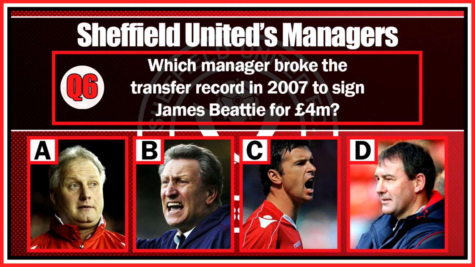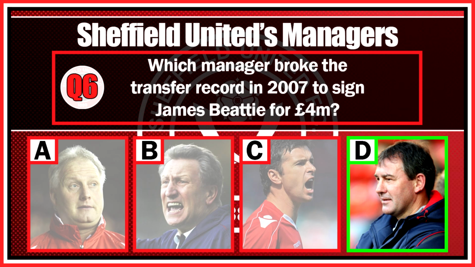In question 6, I asked you, which manager broke the transfer record in 2007 to sign James Beattie for £4 million? Was it A, Kevin Blackwell? Was it B, Neil Warnock? Was it C, Gary Speed? Or was it D, Brian Robson? And of course it was Brian Robson in 2007.